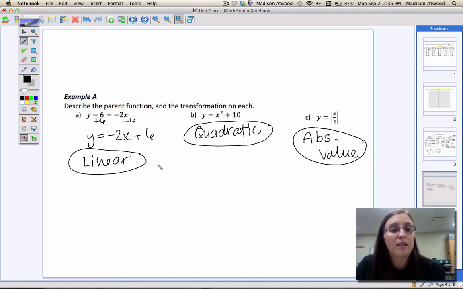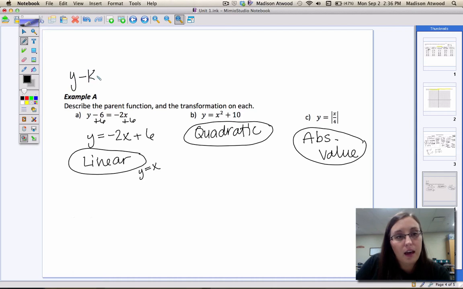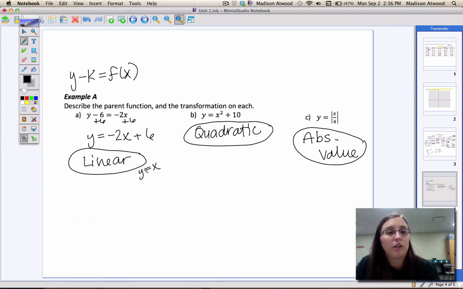So our basic linear function, remember, is just y equals x. So what has happened to this basic function? So we've got to look at a couple different things. So first of all, I'm going to look at this plus 6. I know that it was minus 6 over on the left, and remember that we talked about y minus k equals f of x. And so what that means is that it has a vertical translation of 6.